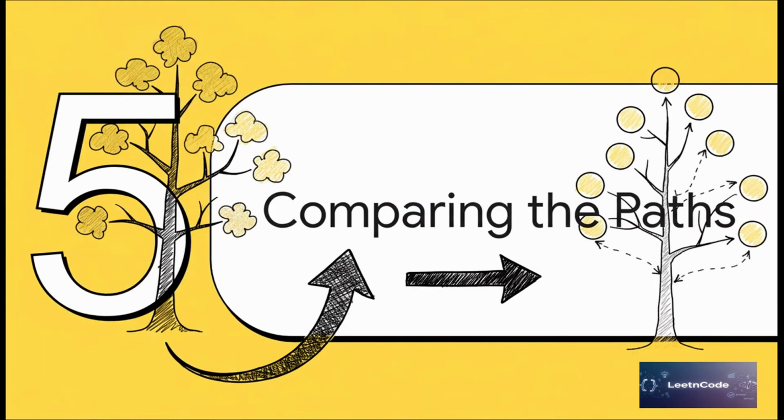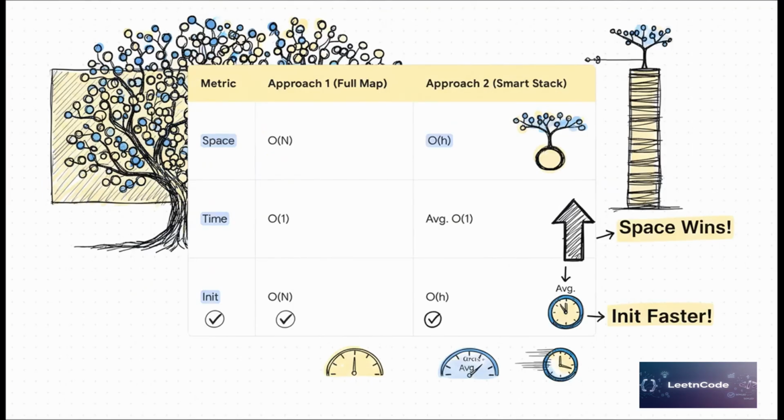So there we have it, two totally different ways of looking at the same problem. One does all the work up front, the other does it little by little, only when it has to. Let's put them head to head. This table pretty much tells the whole story, doesn't it? For space, the smart stack wins, hands down. O of n versus O of h is a massive difference. For the initial setup time, it's also way faster. The only thing the full map has going for it is that its next call is guaranteed to be instant.